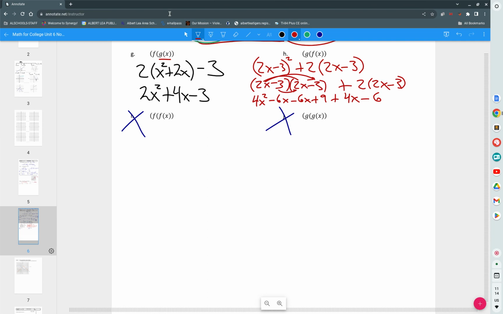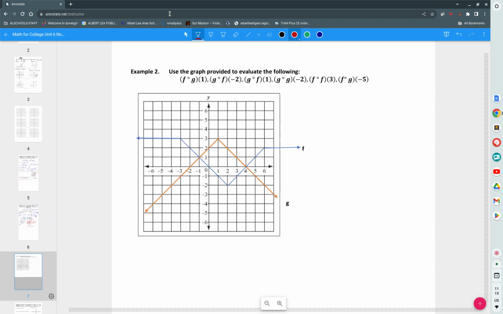I'll combine my like terms together. I have a 4x squared. How many x's am I going to have? I'm going to have a negative 6x, a negative 6x, and a positive 4x. Negative 8x. And then I have a positive 9 and a negative 6. Positive 3. That was a little bit challenging, right? Okay, flip it over. This is our last part. This is nice and easy.